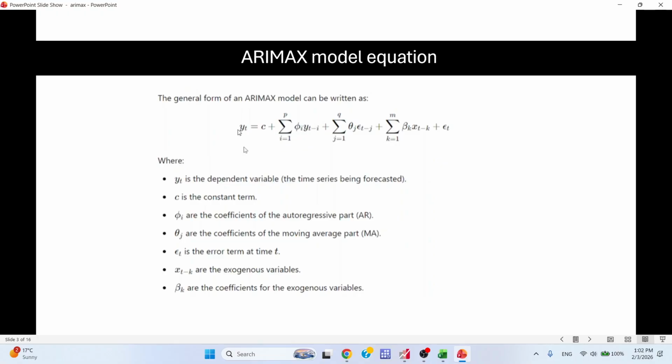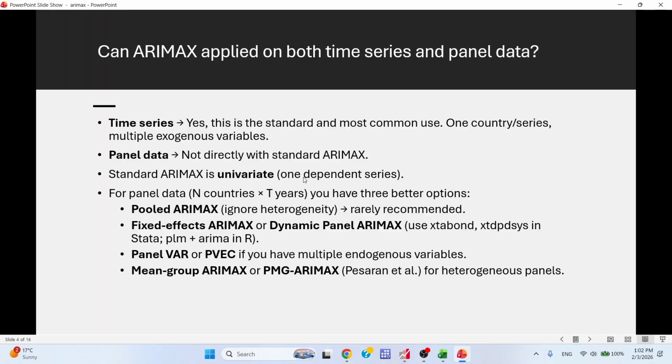Here you can see that Y_t is our dependent variable, and we have included the lag of the dependent variable, Y_{t-i}, with its coefficient. This theta is the coefficient of the moving average, and e_t is the error term. And this beta_k here is the coefficient of the exogenous variable, and X_t are the exogenous variables, and e_t is the error term. So this is our basic or generic equation for the ARIMAX model.